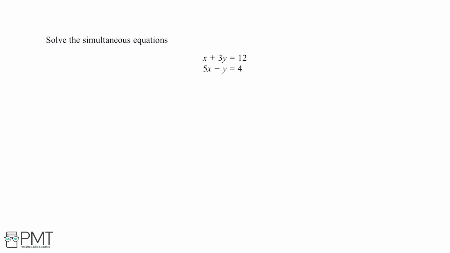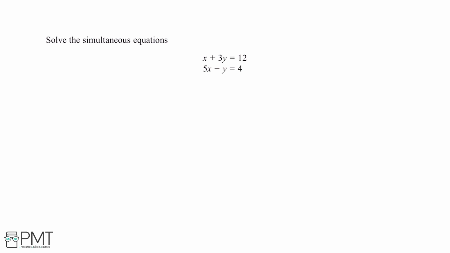Solve the simultaneous equations x plus 3y equals 12, 5x minus y equals 4. So there's 2 ways we can do this question. We can either substitute one of these equations into the other equation, or we can add these equations together to eliminate one of the variables.